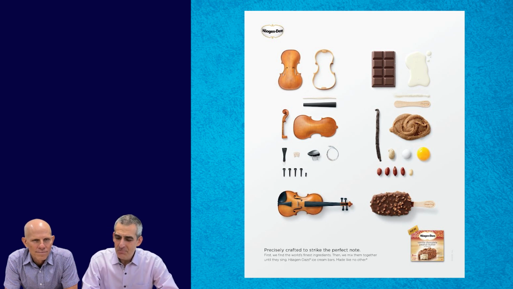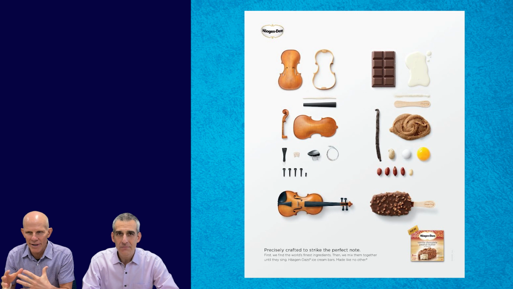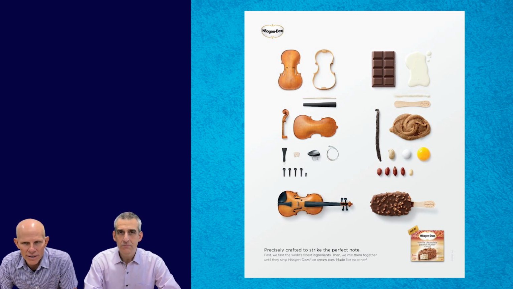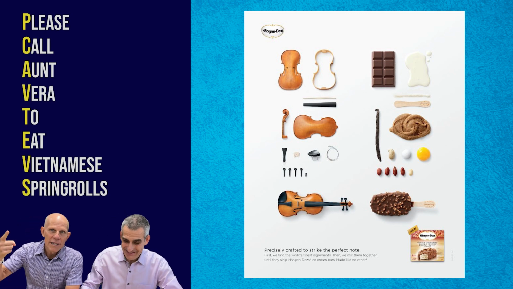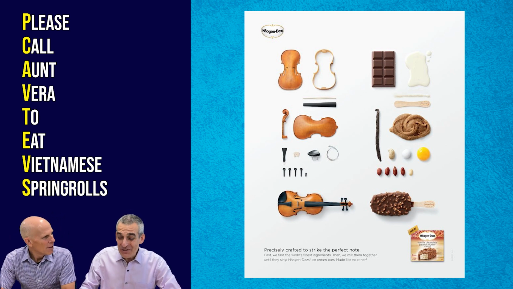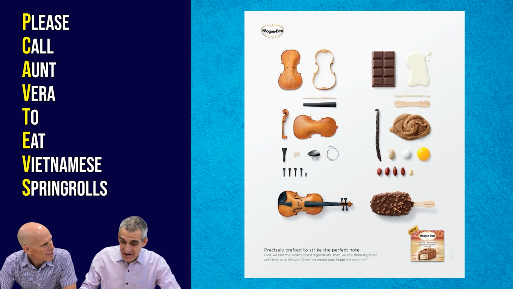Mr. Giles, before we do that, what do you say we look at the ad and talk about an important acronym we went over last class? Yeah, we like an acronym to help us deconstruct advertisements. It's a good entry point for us to look at some of the different qualities of advertisements. So here is our acronym, and we'll talk about what each one of these letters stand for, briefly. Please call Aunt Vera to eat Vietnamese spring rolls.